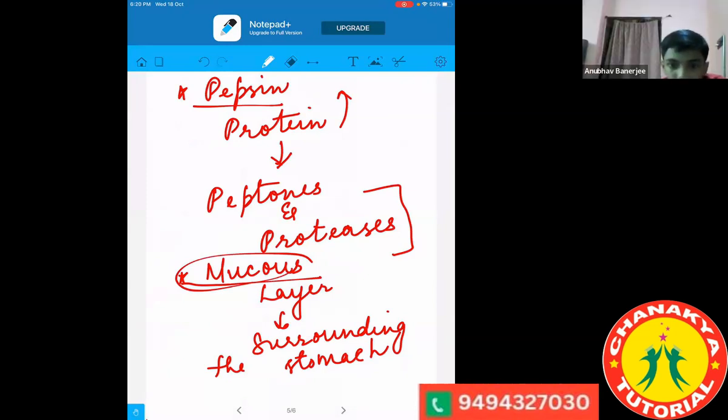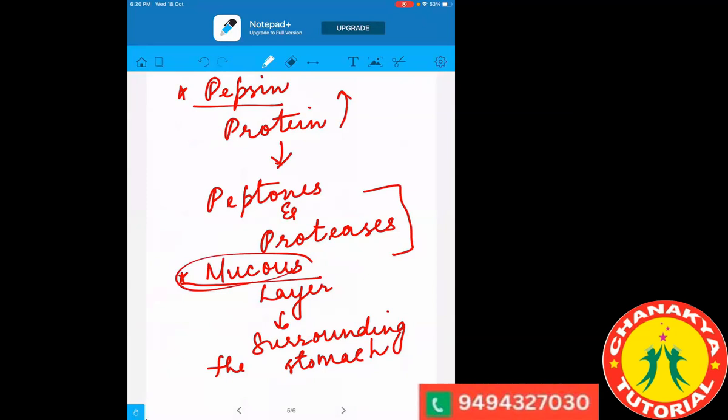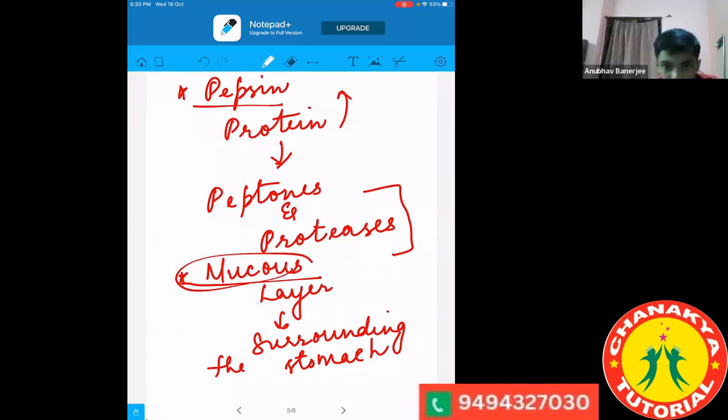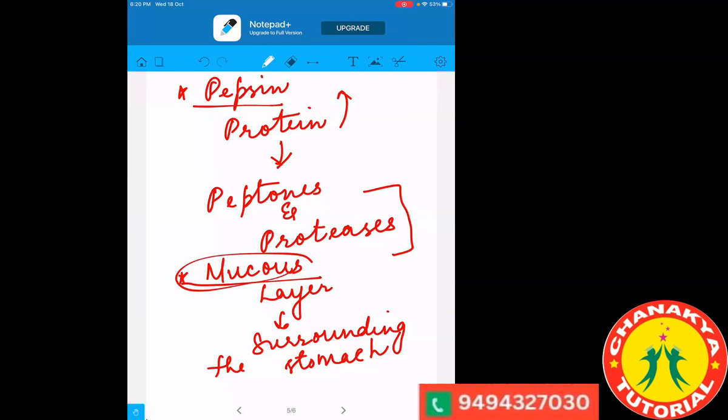Then the same mucus is present on the tongue also. No, it is different. When we talk about mucus, mucus is a sticky substance. So anything which is sticky, we call it mucus. Like in the nose also, we have that dirty part, that is also called mucus. But all the mucus has a different role and a different function depending on the organ. Like the tongue has a different mucus, the nose has a different mucus, the stomach has a different mucus. So here the mucus is a layer which protects the stomach from being digested.